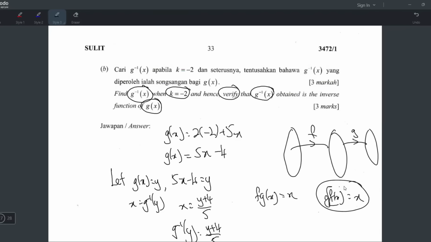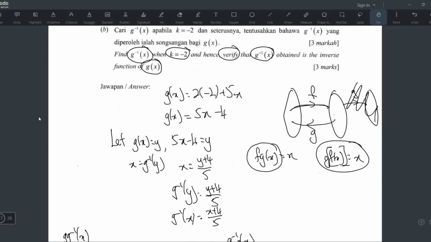It means you do f(x) dulu, and then lepas tu do g. But if you get back the answer x, what it means is this g is actually like this, lah. That's why you get back x here. That means they are inverse of each other, lah. Okay, and then you do f g(x), same lah, to check whether they are inverse of each other.